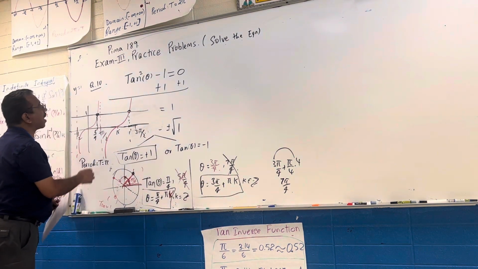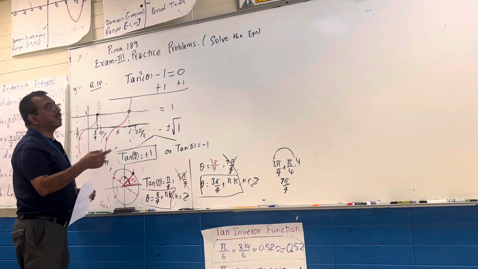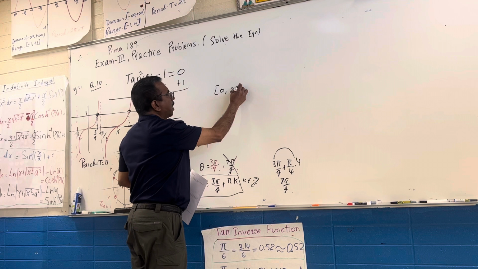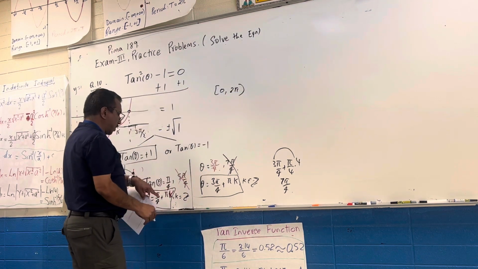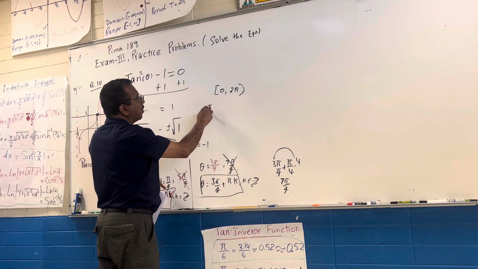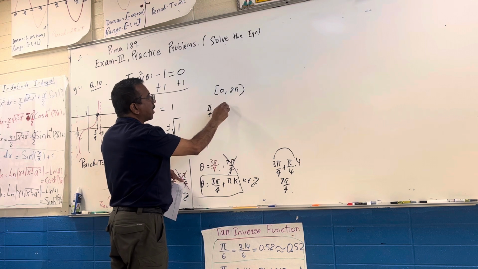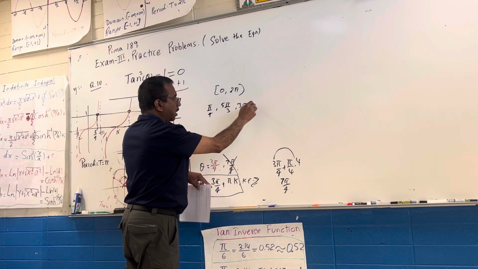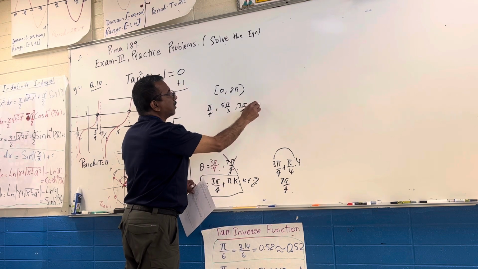But if the question is asked, what is the solution in this one, then you have to write all of them. That means you're going to write pi by 4, you're going to write 5 pi by 4, this is 3 pi by 4, and 7 pi by 4, so all of them.